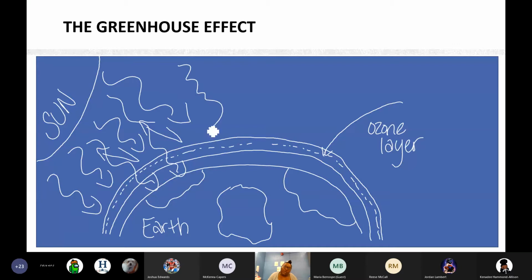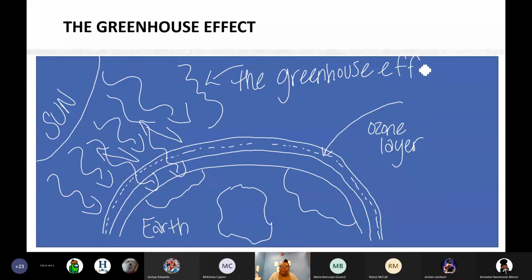What we just drew here, what's happening here, this is the greenhouse effect. It's important for us to know that the greenhouse effect is the Earth's natural way of putting on a sweater. What I mean by that is the greenhouse effect naturally warms our Earth using the ozone layer.